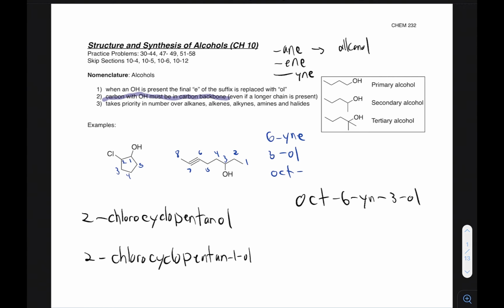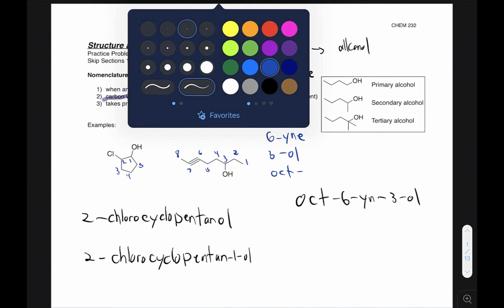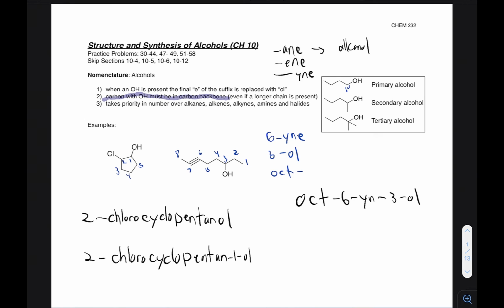And some other pieces of naming, just to point out here, is similar to when talking about alkyl halides. We can talk about alcohols in a similar way. We have primary alcohols where we have an alcohol attached to a carbon with only 1 other carbon attached to it. Secondary alcohols, with only 2 carbons attached, and then tertiary alcohols when there are 3 carbons attached to a carbon-oxygen bond.